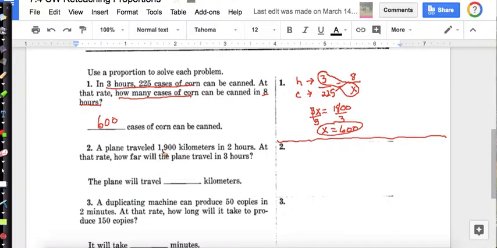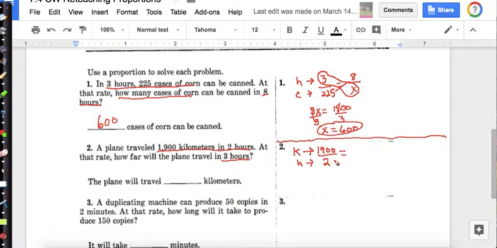A plane traveled 1,900 kilometers in 2 hours. Underline that. At this rate, how far will the plane travel in 3 hours? So I know how far it can travel in 2 hours, so I'm going to write that as a ratio. I'm going to put kilometers on top, and I'm going to put hours on the bottom. So my H is on the bottom.